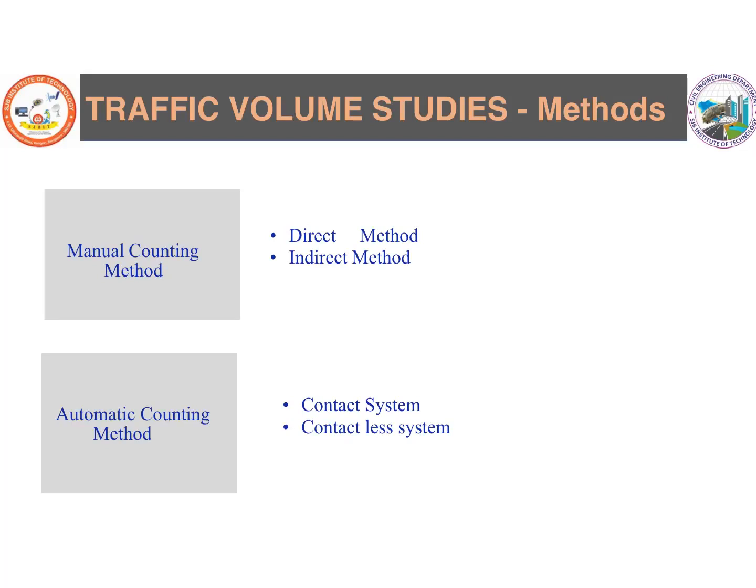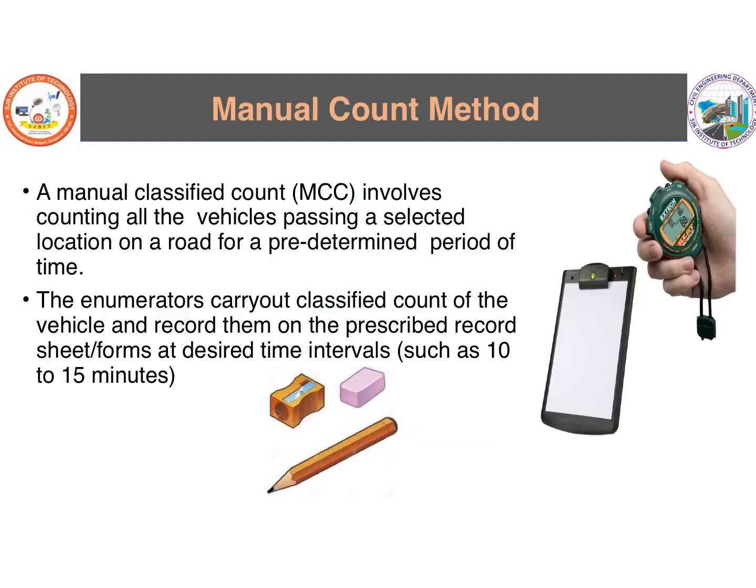Methods that are there in the traffic volume studies. The first method is manual counting. The second method is automatic counting. Within the manual counting, we have two types: one is the direct counting method, the second one is the indirect method. And in the contact type method, we have the methods summarized under the contact system and the contactless system. So we'll study one by one the ways the studies are involved. The first one is the manual count method.